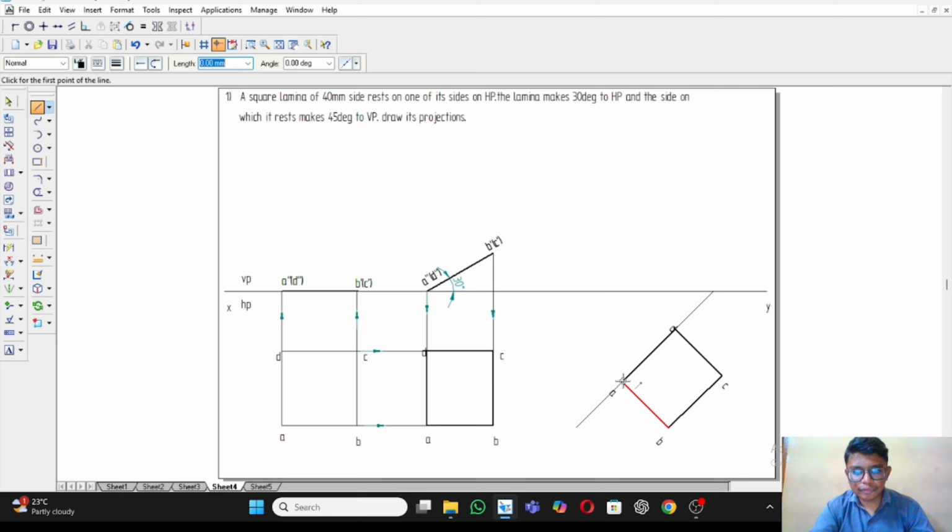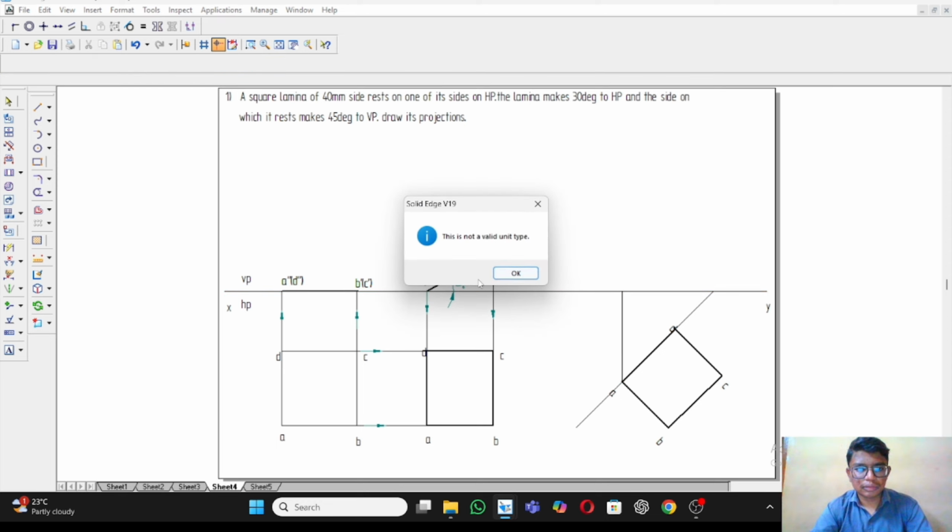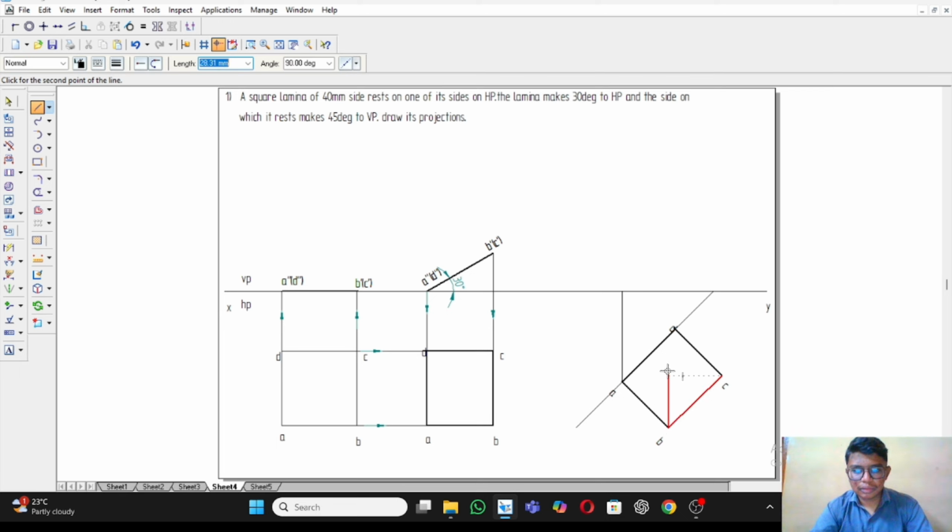For the projection, we have to take from A to A dash, then B to this B dash, then finally the D to D dash. We have to project the lines from B dash and C dash.